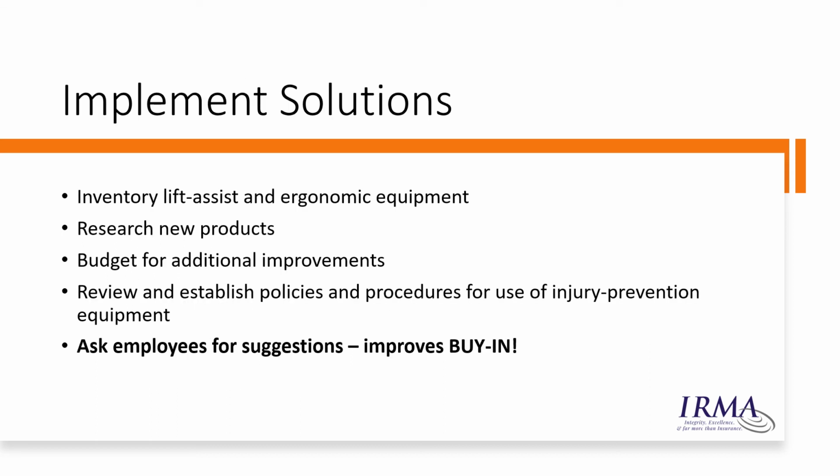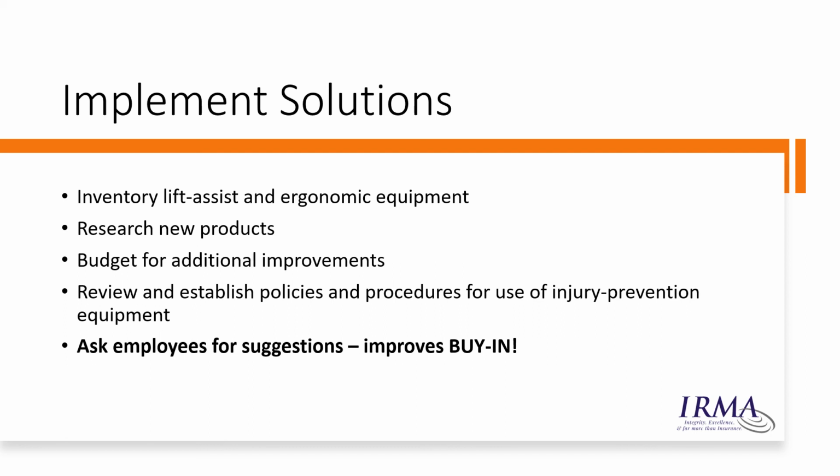Once the team has gathered all the data and established purpose and scope, it can start implementing real solutions. Inventory lift assist and ergonomic equipment that already exists in the workplace. Are employees using it consistently and properly? Research new product solutions. Budget for additional items or improvements as needed. Review or establish policies and procedures for use of injury prevention equipment and processes. Finally, ask the people using the equipment for their input. The more input you ask for from employees, the more you will receive, and the more the employee will feel part of the program.